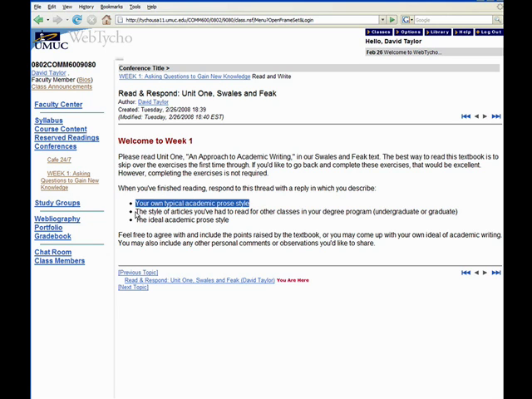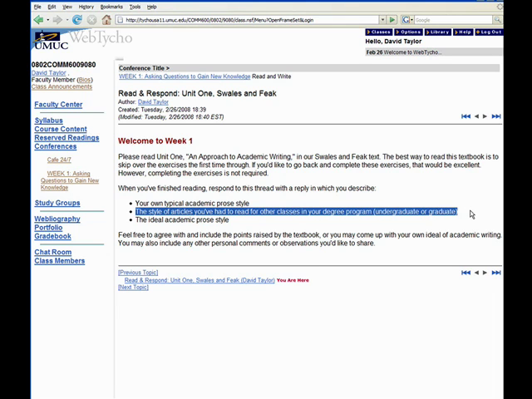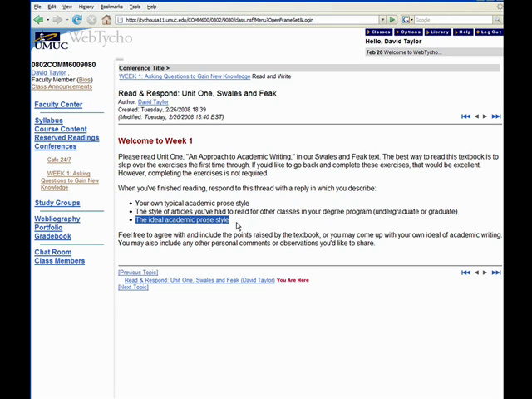You're going to try to characterize the style of articles you've had to read in other classes, and that unit in An Approach to Academic Writing, the Swales and Feek text, does give you a variety of characteristics of academic writing that you can use for this analysis. And that analysis would include your definition of the ideal academic prose style. In other words, the one that you're going to try to emulate whenever you do your writing in this course.